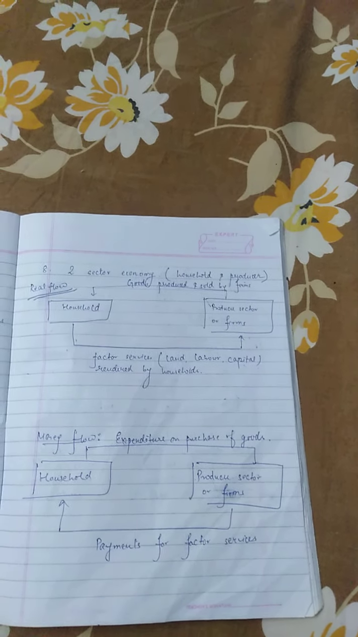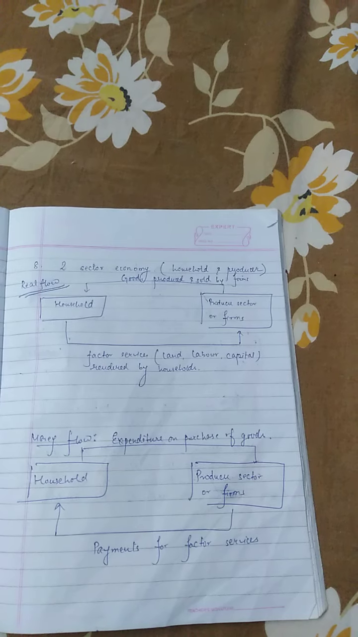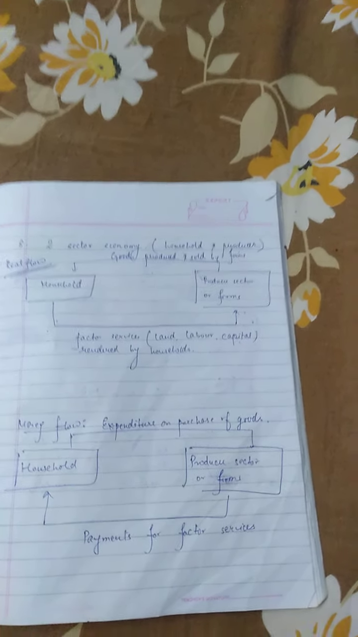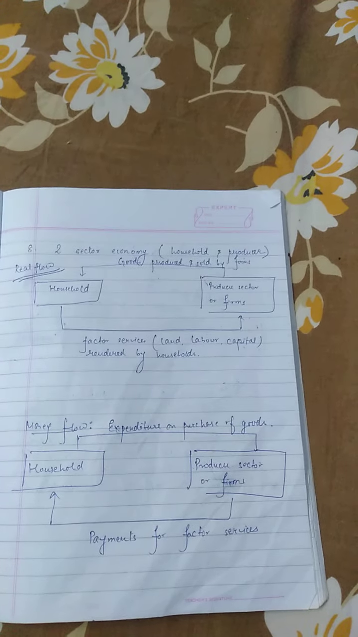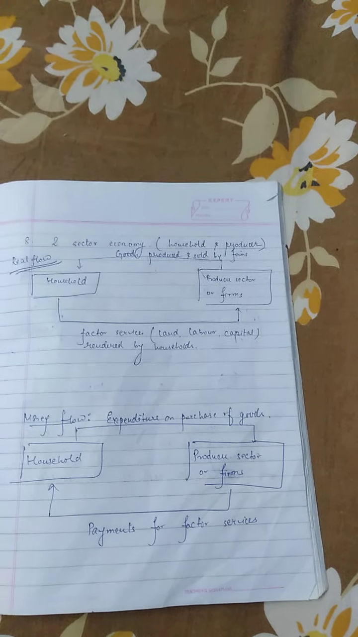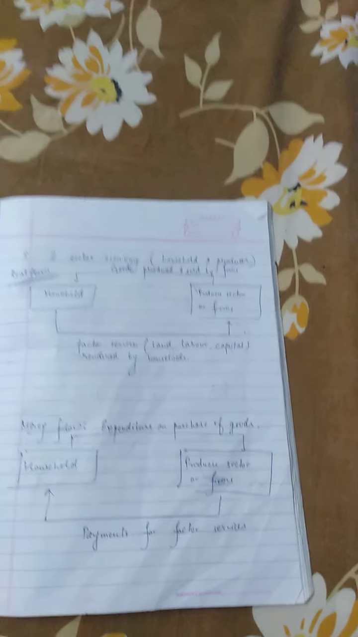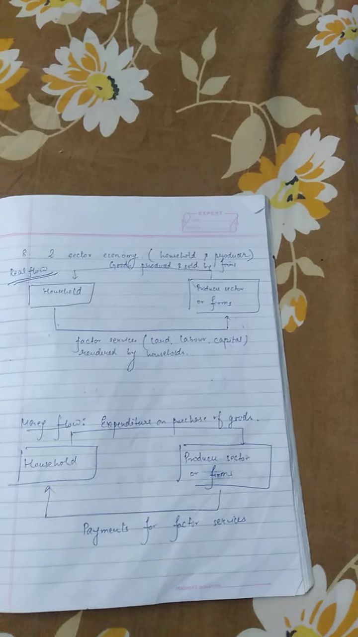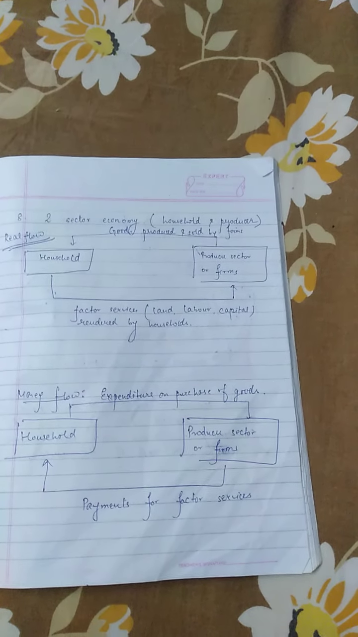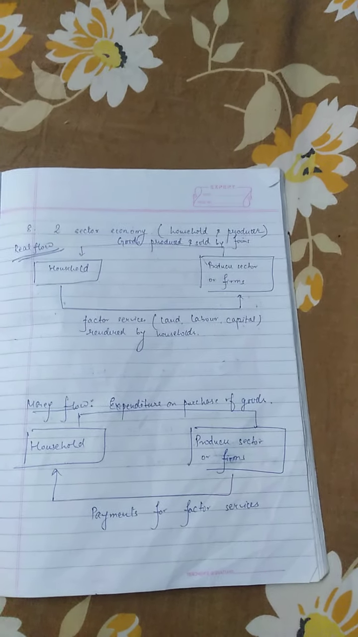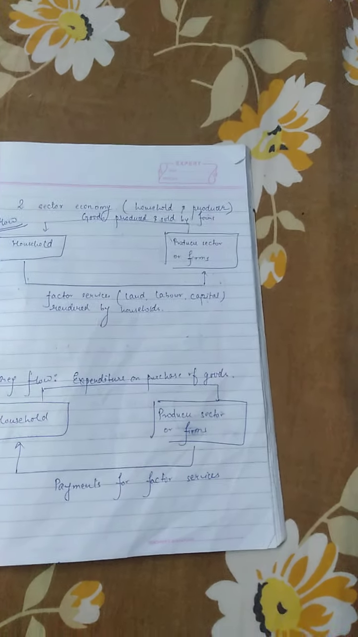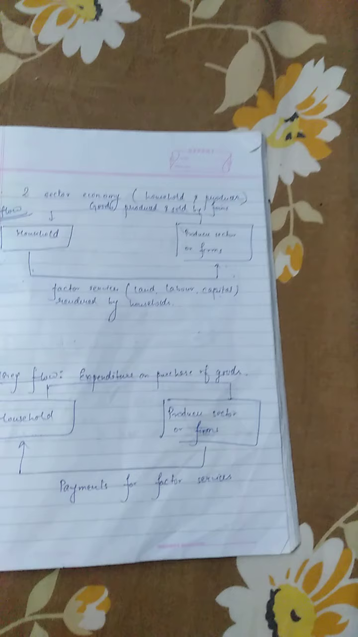I repeat, for today's video I am first explaining what a two sector economy is, where the participants are two, which includes the producer, which is also called a firm, and the consumer, who is also called a household. Now, there is another terminology that we will cover not in today's class but in some future class, that is three sector economy and four sector economy.